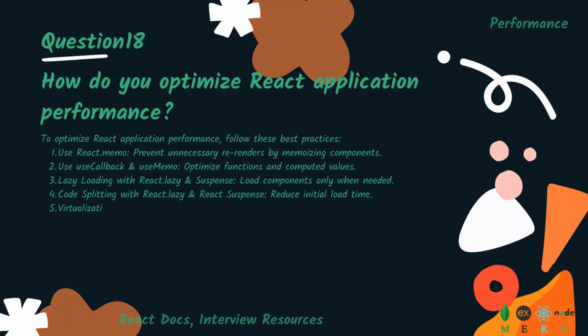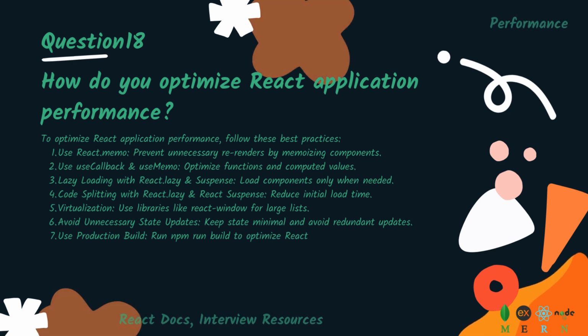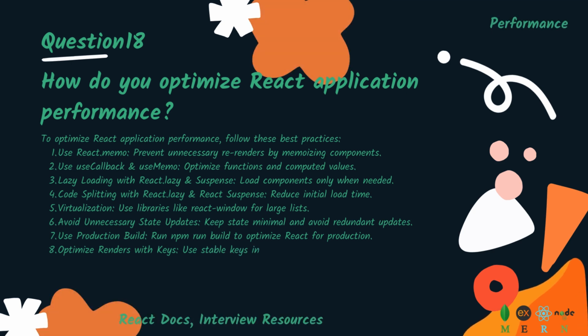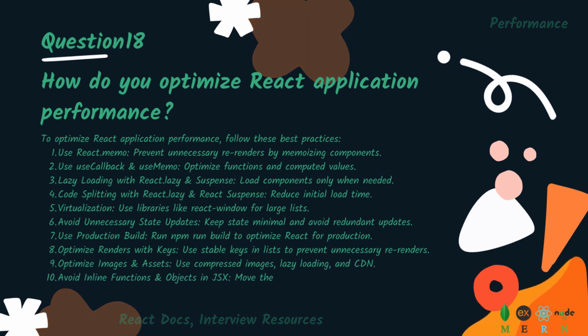Reduce initial load time. Virtualization. Use libraries like React Window for large lists. Avoid unnecessary state updates. Keep state minimal and avoid redundant updates. Use production build. Run npm run build to optimize React for production. Optimize renders with keys. Use stable keys in lists to prevent unnecessary re-renders. Optimize images and assets. Use compressed images, lazy loading, and CDN. Avoid inline functions and objects in JSX. Move them outside to prevent re-renders.